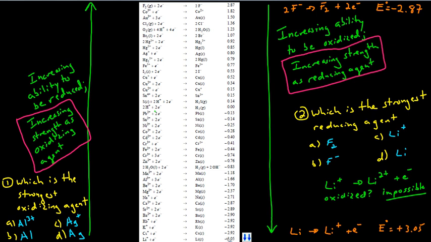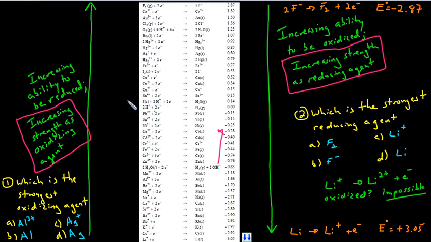Well, which one has the more positive value? Lithium, to be reduced, has a negative 3.05 voltage as its standard reduction potential, but fluorine has a positive 2.87 voltage for its standard reduction potential. We can see that fluorine, having this more positive standard reduction potential, is more likely to be reduced. We can see that as we go up, as these values of our standard reduction potentials are increasing, we have an increasing ability to be reduced. We have an increasing strength as the oxidizing agent.